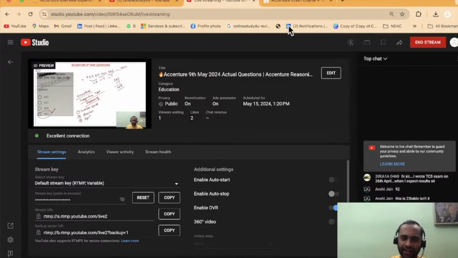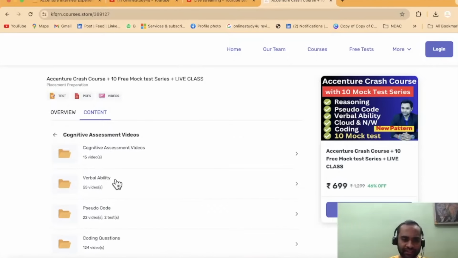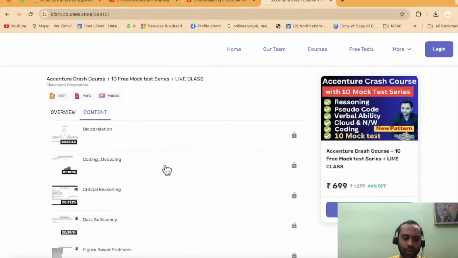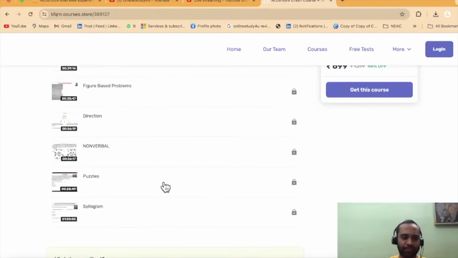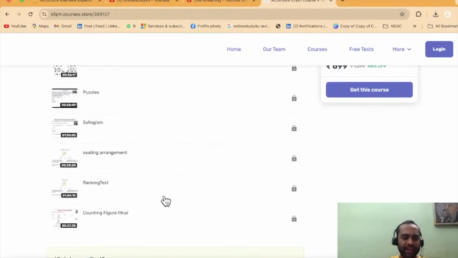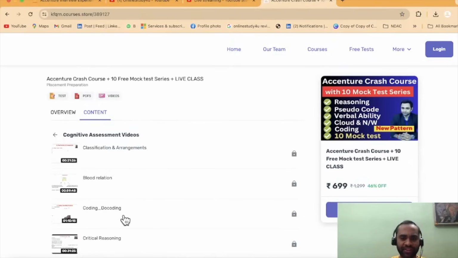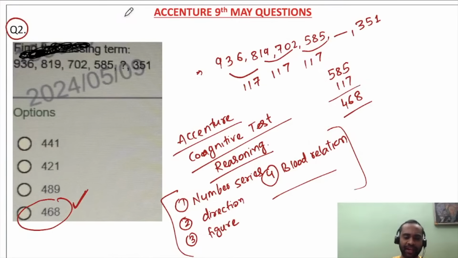The complete information about the Accenture content you can get from the link in the description. Cognitive assessment: what all things will be asked? Classification, arrangement, blood relation, coding-decoding, critical reasoning, data sufficiency, figure based problems, direction, non-verbal, puzzle, syllogism, sitting arrangement, ranking test, counting figure problems, number and letter analogy, and number series. These are the topics you will get in Accenture. If you really want to crack Accenture with a 10 mock test series and all previous year questions, you will get it from the link in the description.